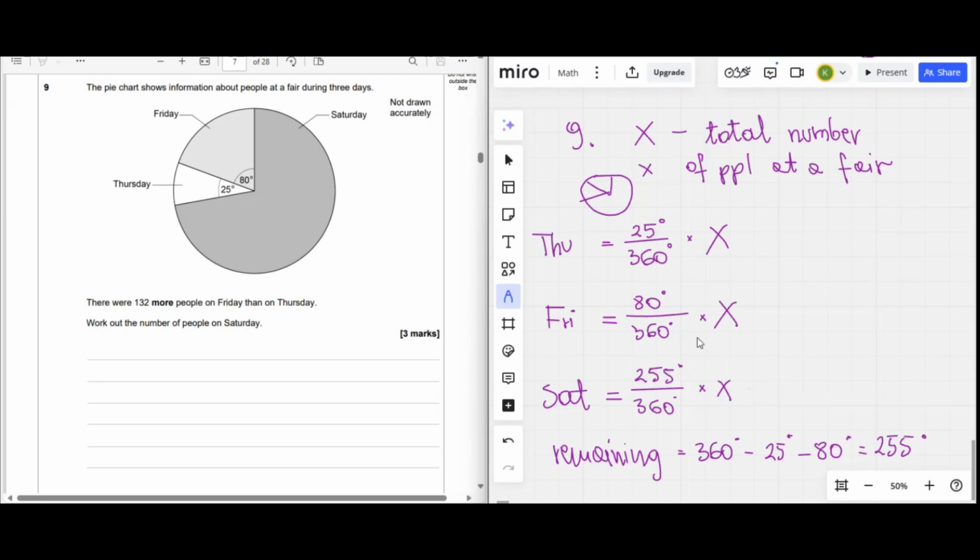And now we should use that sentence saying there were 132 more people on Friday than on Thursday. So Friday is Thursday plus 132. This is what that sentence is saying. If we add 132 people to Thursday, we will get a Friday amount. Is that clear? I think so.